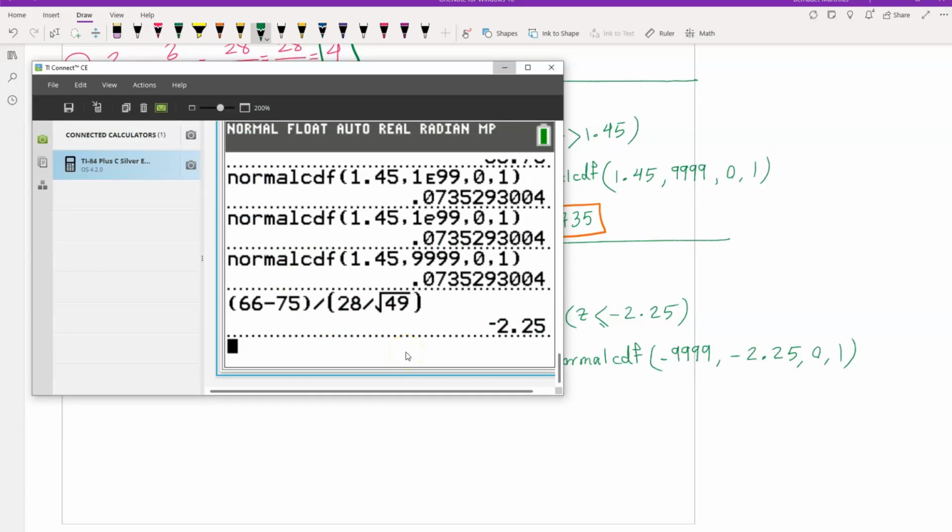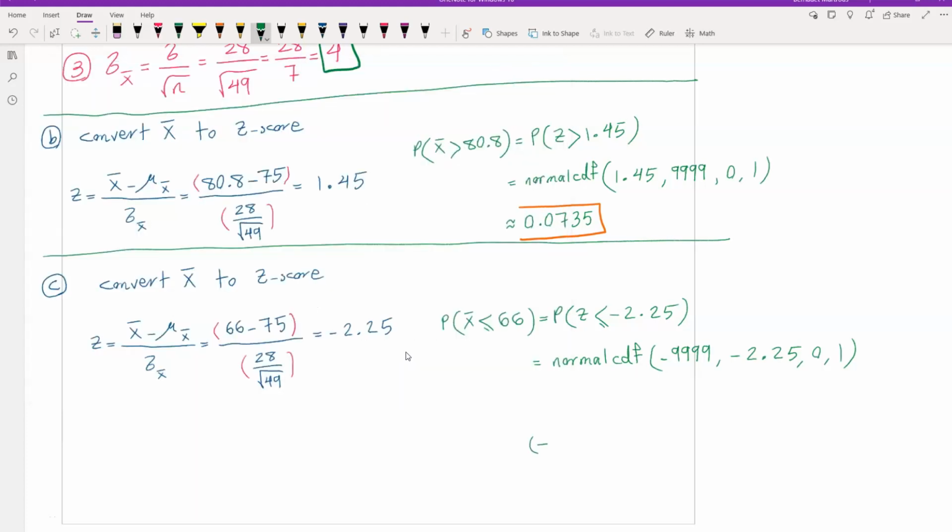So we have to enter negative. To remind you, negative is not subtraction. It is when you have on your calculator what you have inside parentheses.